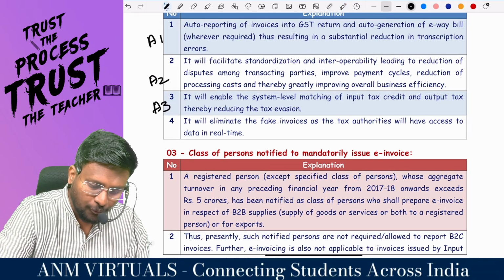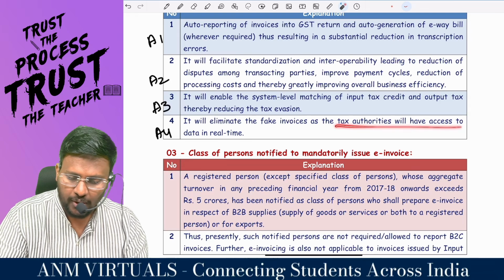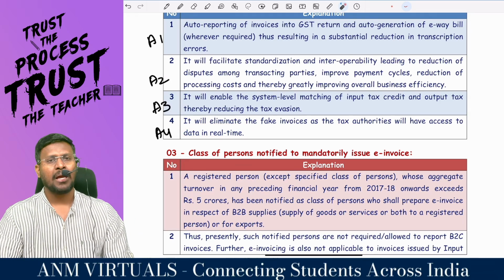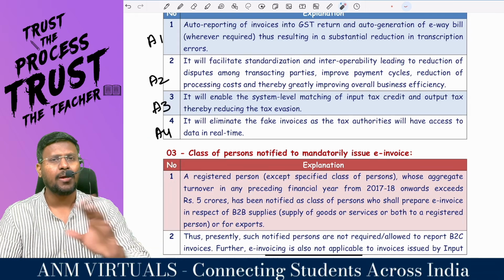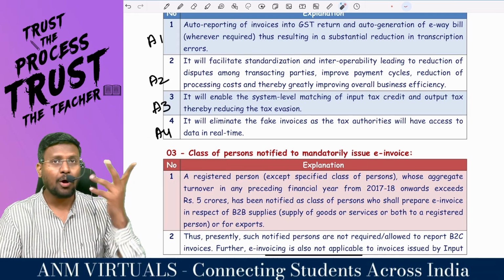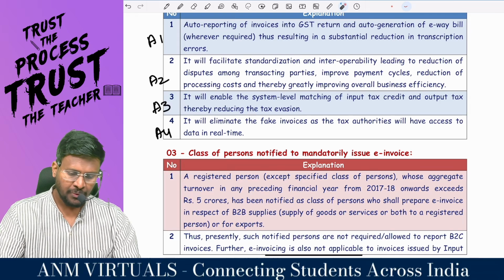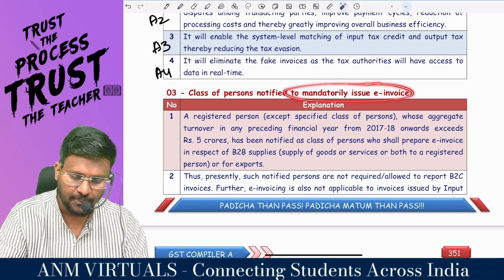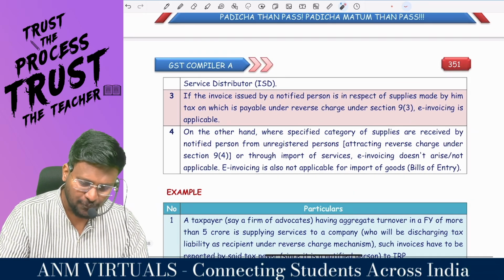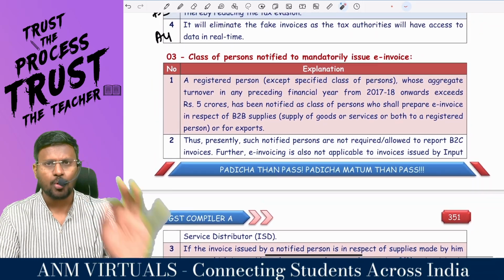And advantage number 4, it will eliminate fake invoices as the tax authority will have access to data in real time. You can't create a fake invoice because the invoice will be authorized by the government only. First you prepare the invoice, and it will be uploaded to the government. Now, the class of persons notified to mandatorily issue e-invoices. If you are one of these four kinds of people, my dear lovable students, you are mandatorily required to do so.